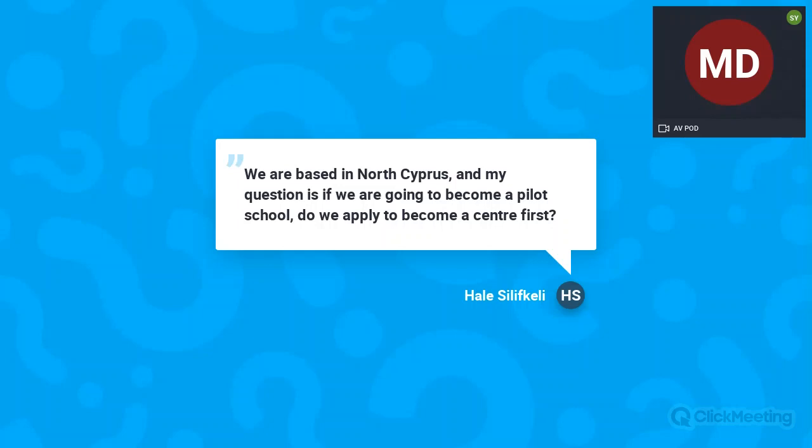Hello, thank you very much for that question. So based in North Cyprus, the question about becoming a centre, no, that's not necessary for the Oxford International Curriculum. At this stage, we're looking to handpick a select group of schools that can work with us to develop the curriculum. So it wouldn't be necessary to take another step and become a centre. We would just be working together with the process that Hannah mentioned to deliver the resources to you and then work together to develop that over the course of the year.